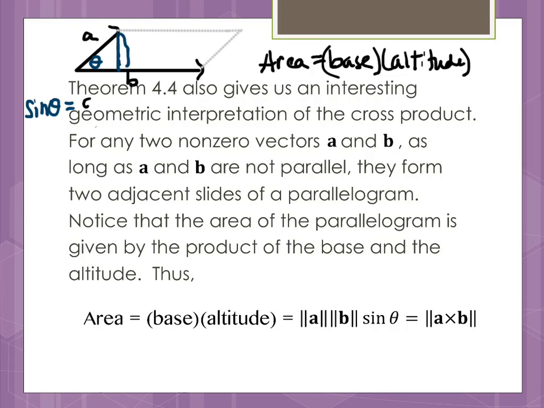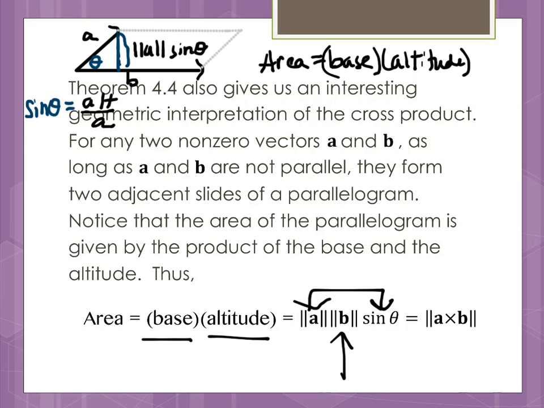So this would be the altitude, because that is the opposite side, over the side A. And then if I multiply by A, I'll solve for the altitude. So this length right here that's in blue is actually the value A, or the magnitude of A, its length, times the sine of theta. So if you take this area formula base, which is actually B, and then you multiply by the altitude, which is the A sine theta, you get, in no uncertain terms, the exact formula that is A cross B's magnitude.